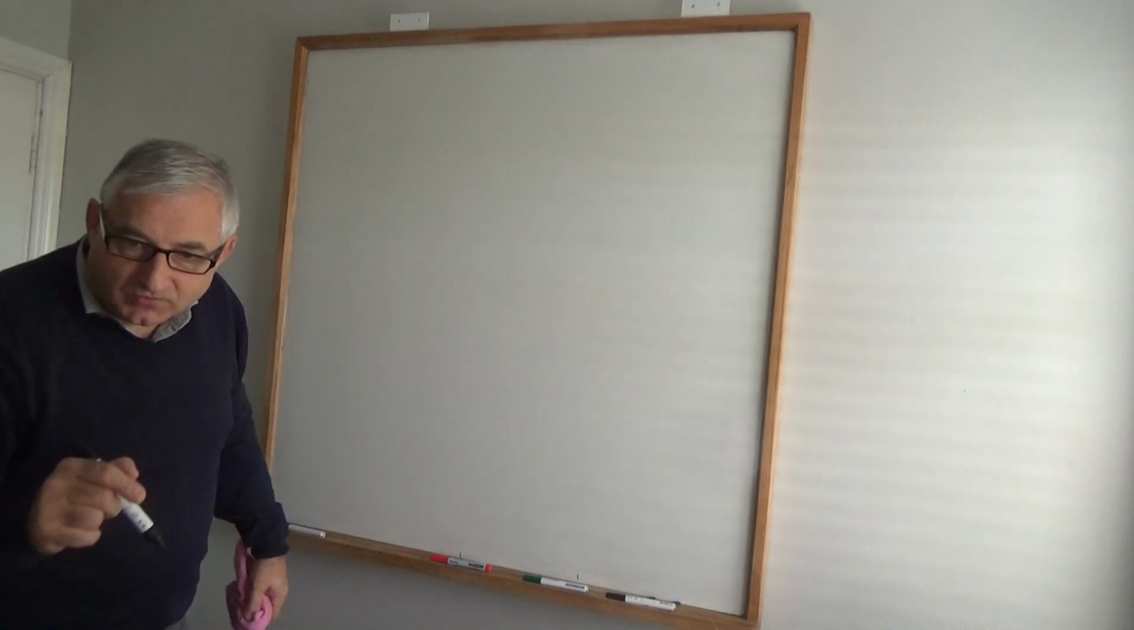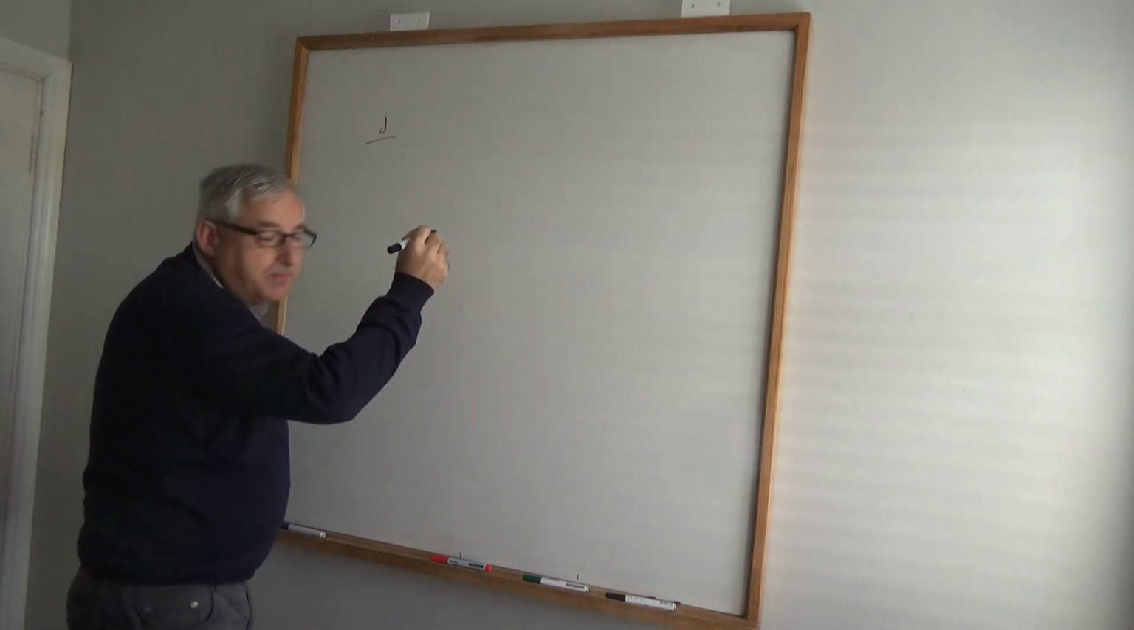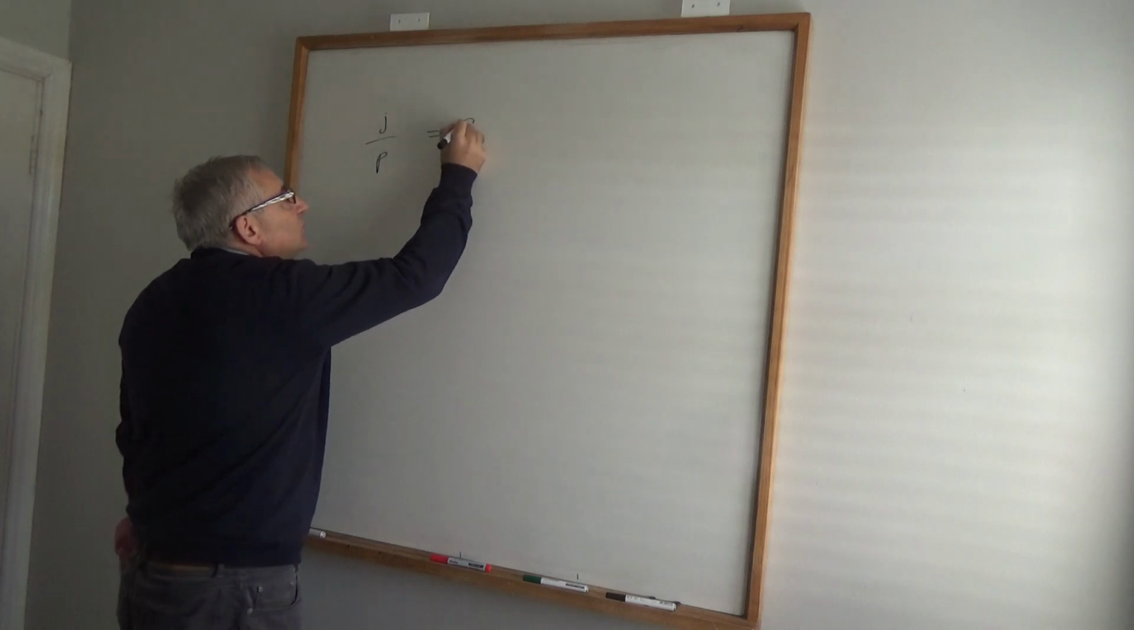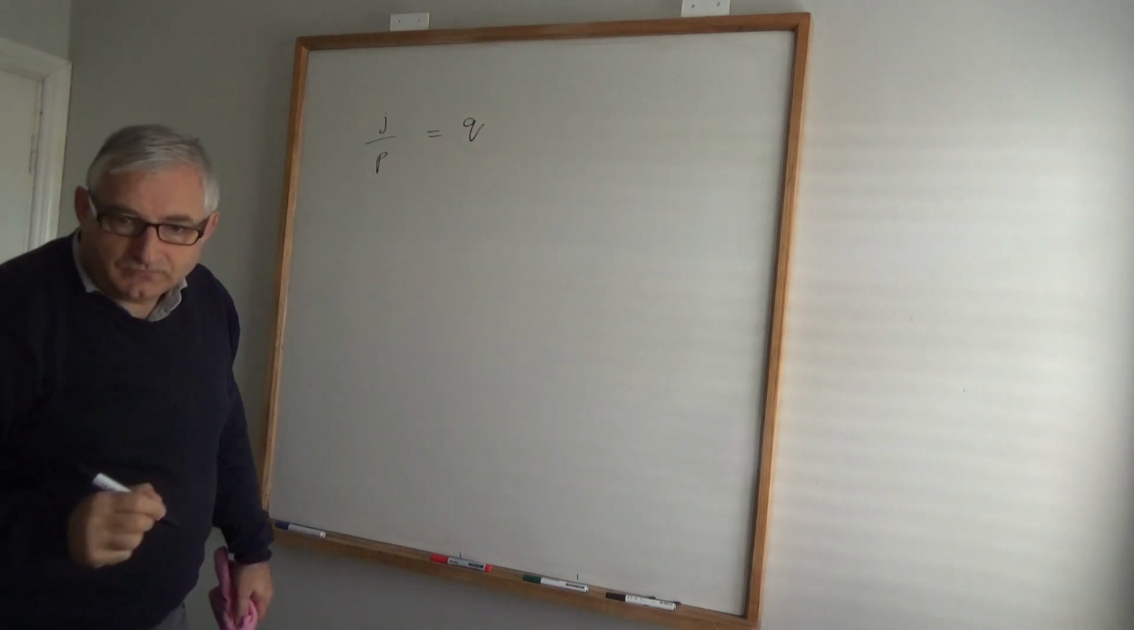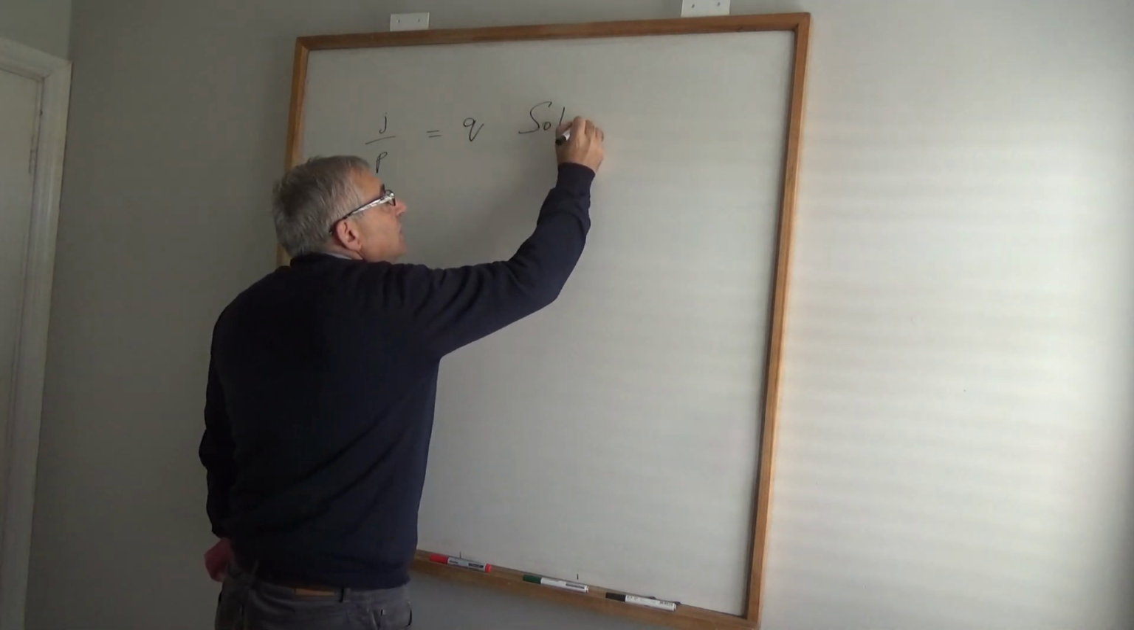And there's a very nice question now where it's all letters. J over P equals Q. Solve for, and the instruction is solve for J.